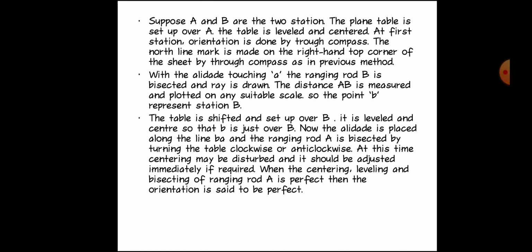The table is shifted and set up over B. It is leveled and centered so that b is just over B. Now the alidade is placed along the line BA and the ranging rod A is bisected by turning the table clockwise or anti-clockwise. At this time, centering may be disturbed and it should be adjusted immediately if required. When the centering, leveling and bisecting of ranging rod A is perfect, then the orientation is said to be perfect.